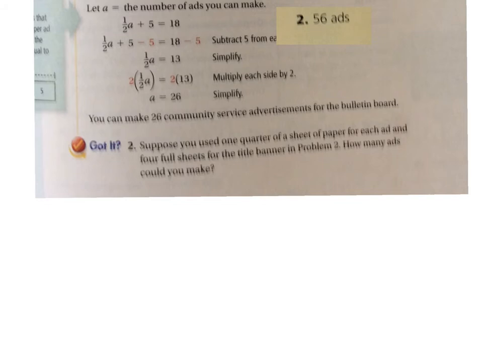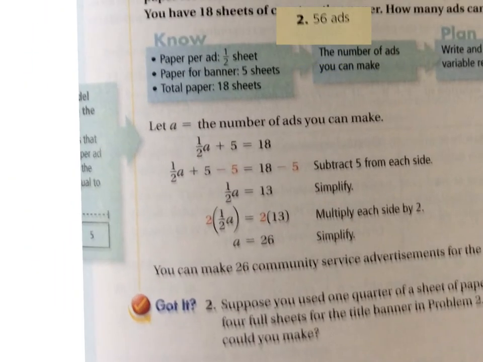Similar problem here, actually the same problem, only this time we're changing it up. Suppose you use 1/4 of a sheet of paper for each ad and 4 full sheets for the title banner. How many ads could you make? So we'll move that out of the way here. Again, we already have our let statement there. Don't forget that A is the number of ads you can make. That is important. So it's going to look very similar.